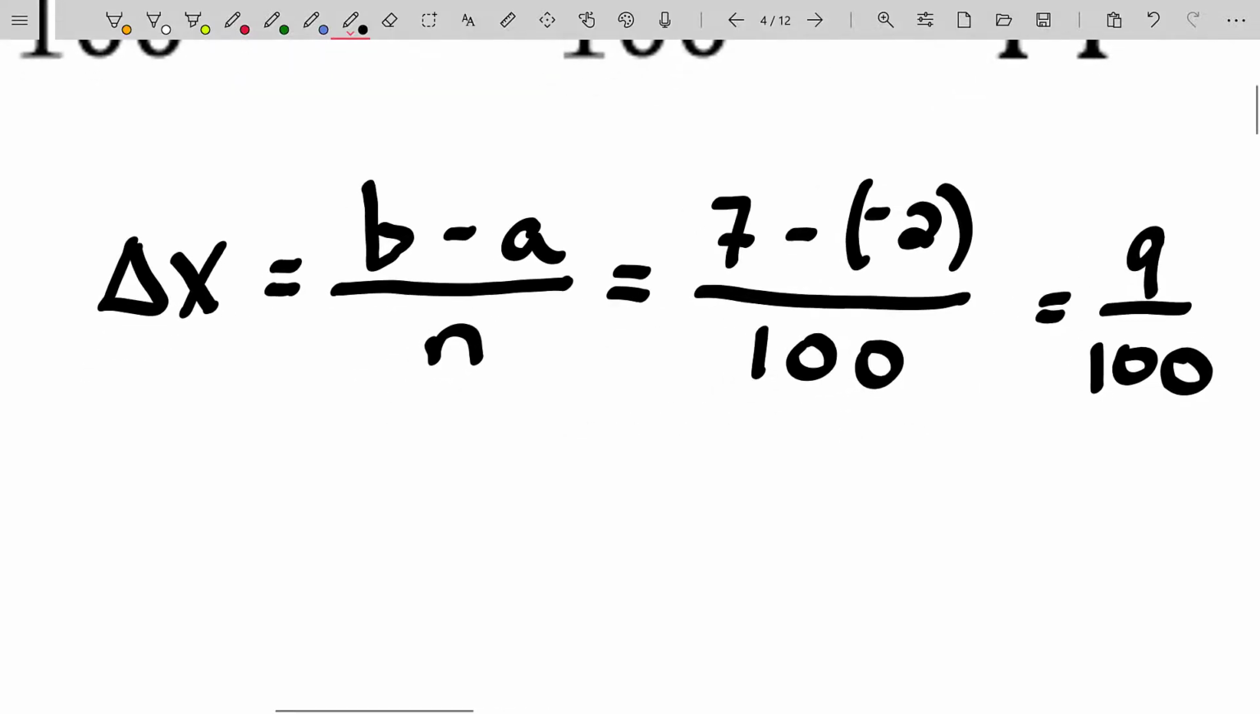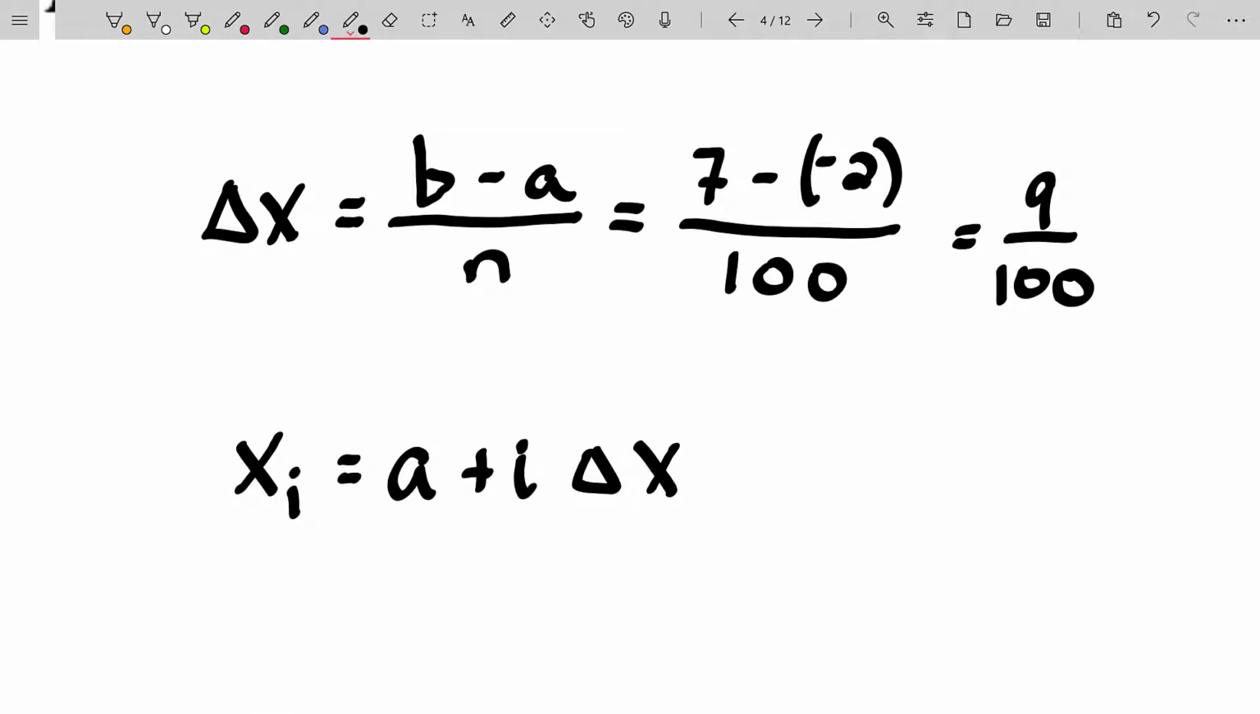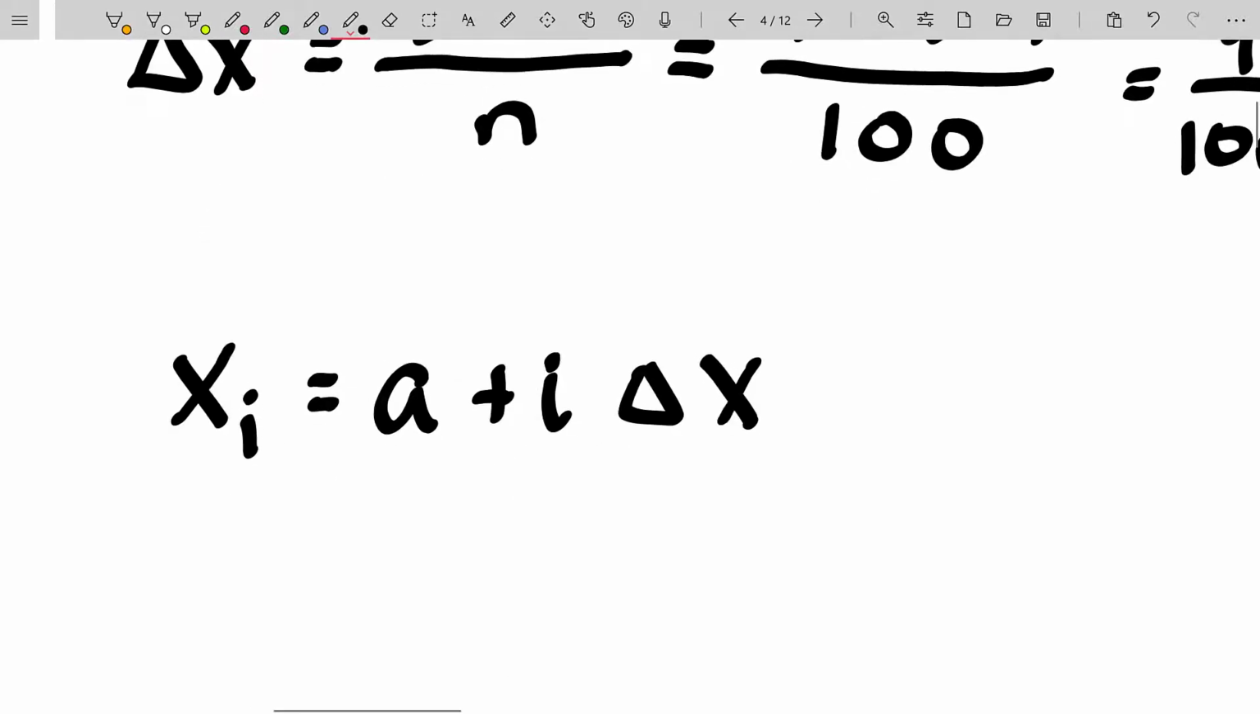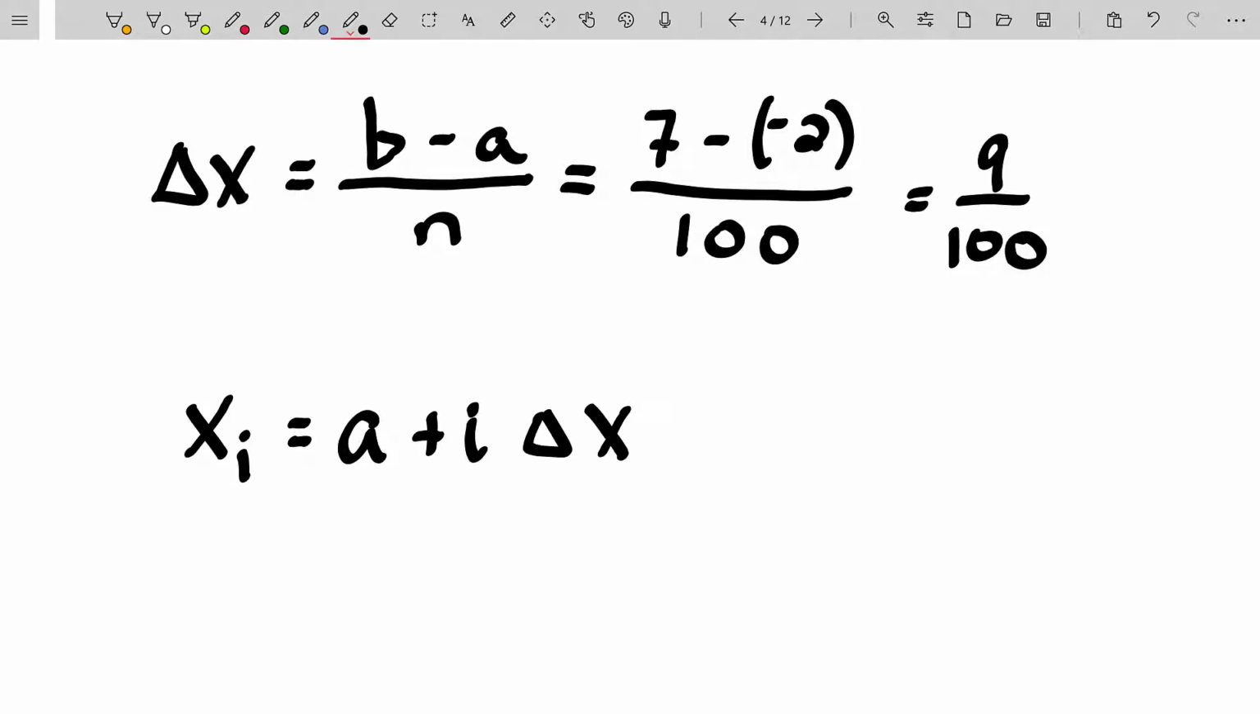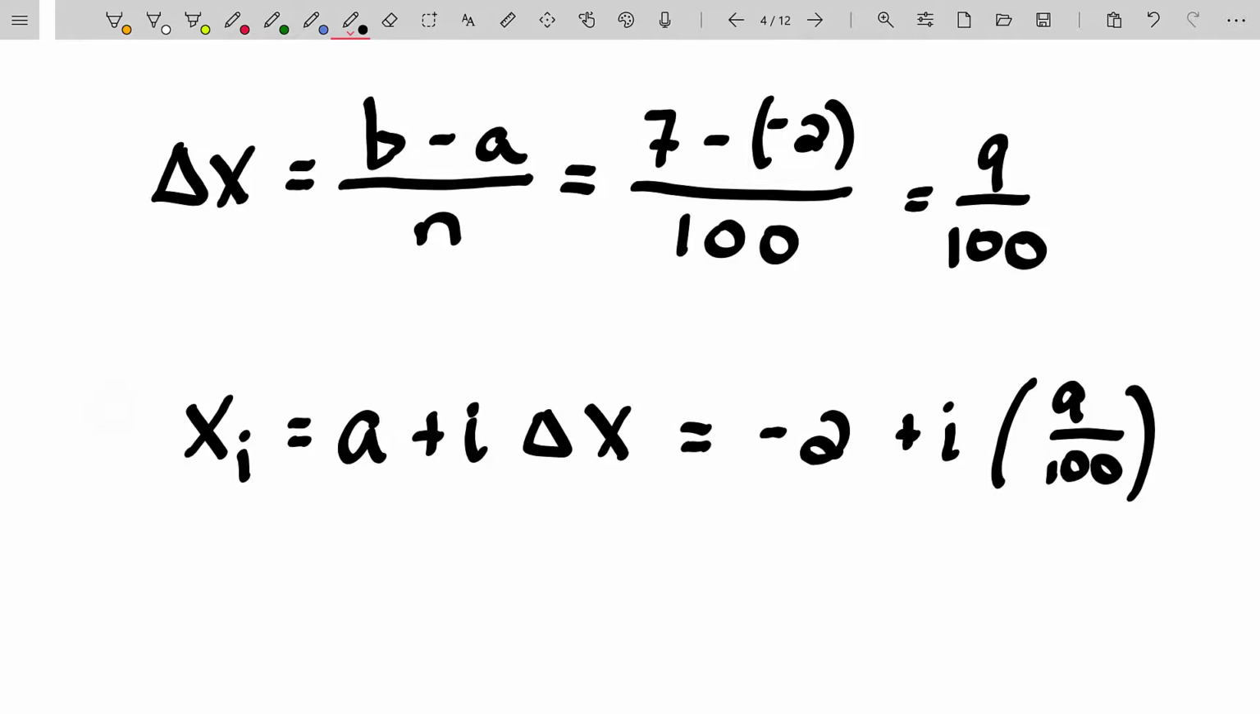We will also need to know what x sub i is. Again, this definition does not change throughout all of calculus. This still remains the same. We define x sub i to equal a plus i delta x. In this case, again, a is -2 plus i times delta x, which is 9/100. And that is our setup.